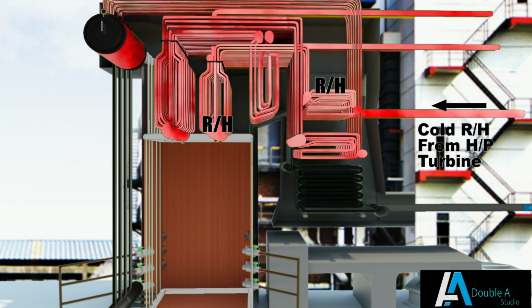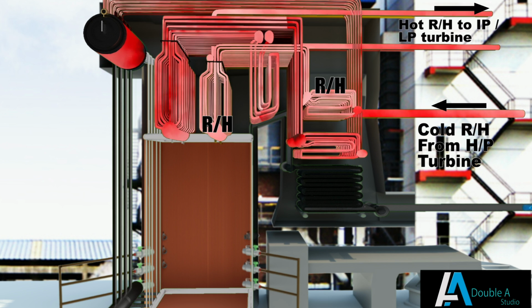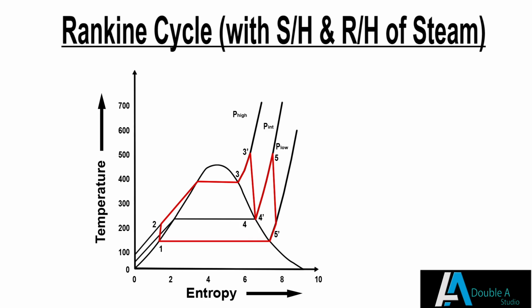This process increases temperature of steam at same pressure. This heated up steam is called hot reheat. It is then sent to IP and LP turbine where it rotates turbine shaft and undergoes expansion. Due to expansion, temperature and pressure of steam drops.